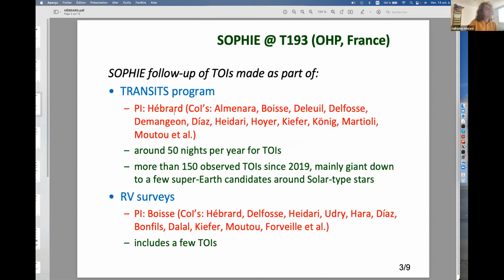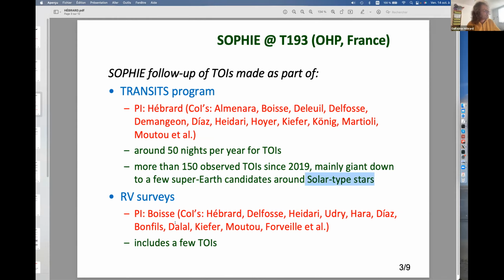The radial velocity follow-up of TOIs is made mainly through two programs. There is a large program, the transit program, that I lead with several co-investigators, for which we focus on TOIs for the standard radial velocity follow-up. We have about 59 nights per year for that. We have observed 150 TOIs since the beginning of that program. We target mainly giant planets and down to a few sub-Neptune or super-Earth candidates around FGK stars.